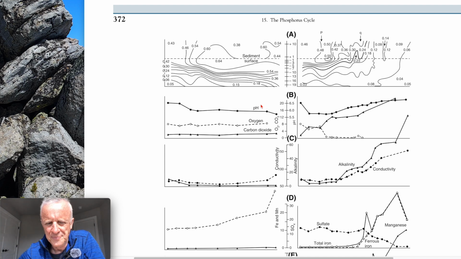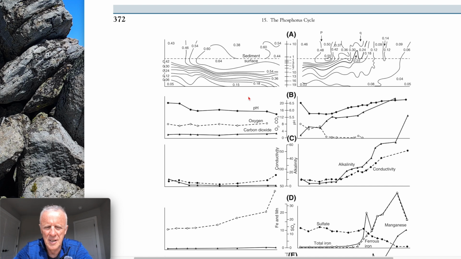So let's see. Here, the first one, we have oxic and anoxic on the right. We have the sediment water, the sediment surface, so the sediment-water interface. So this would be the water.